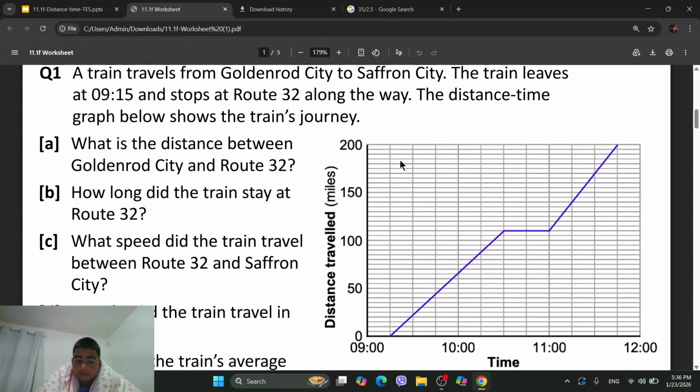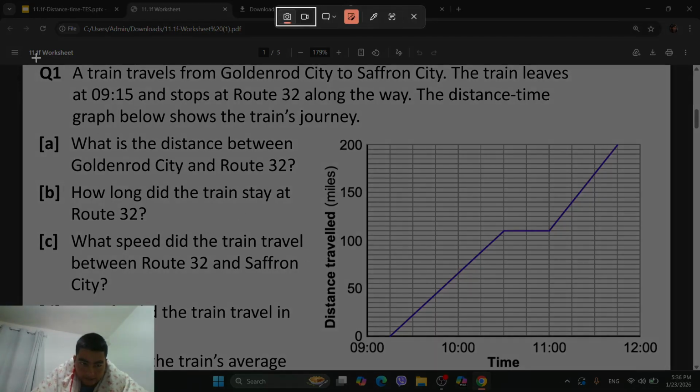Okay. The train travels from Goldenrod City to Saffron City. The train leaves at 9:15 and stops at Route 32 along the way. The distance-time graph below shows the train's journey. What is the distance between Goldenrod City and Route 32? Because it travels from Goldenrod City to Saffron City, Route 32 is along the way. So this is Route 32.